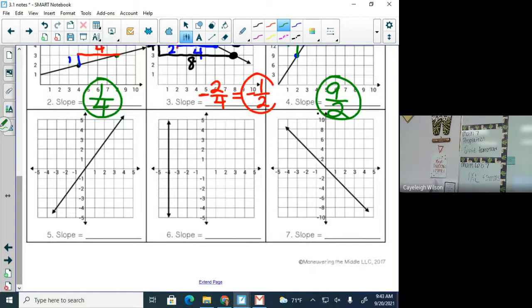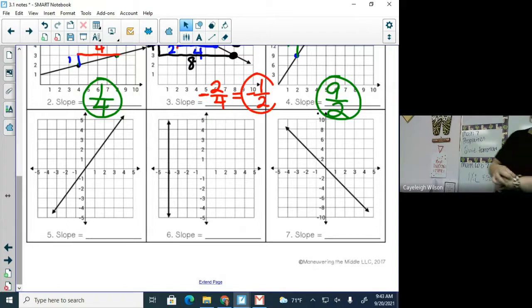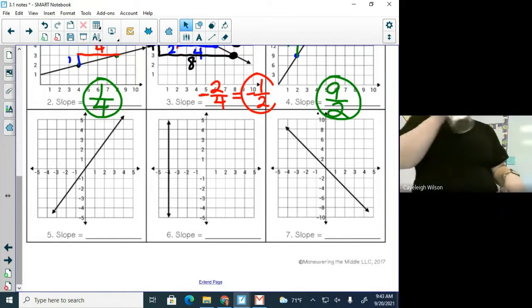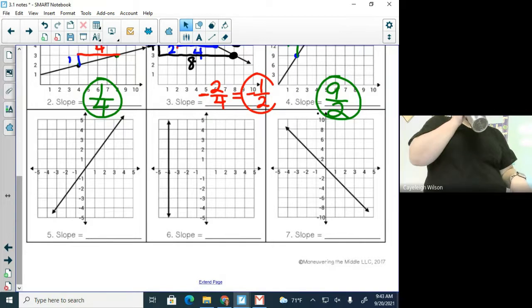All right, why don't you all try these 3? You all can do them. No, because 9 over 2 doesn't reduce by anything.